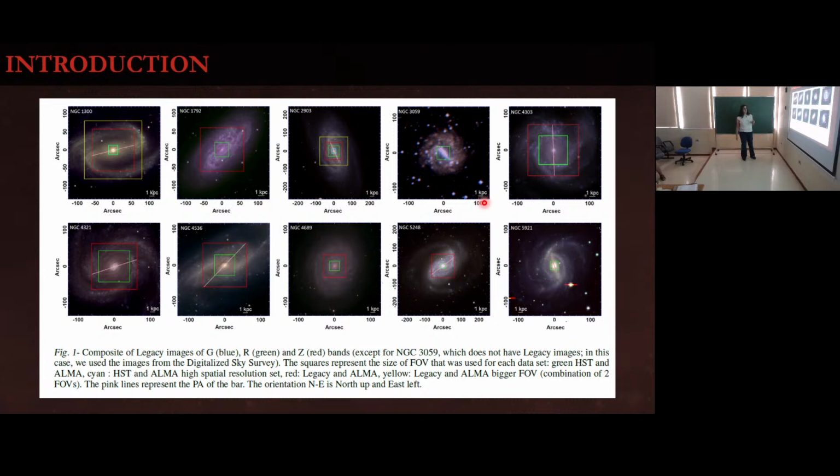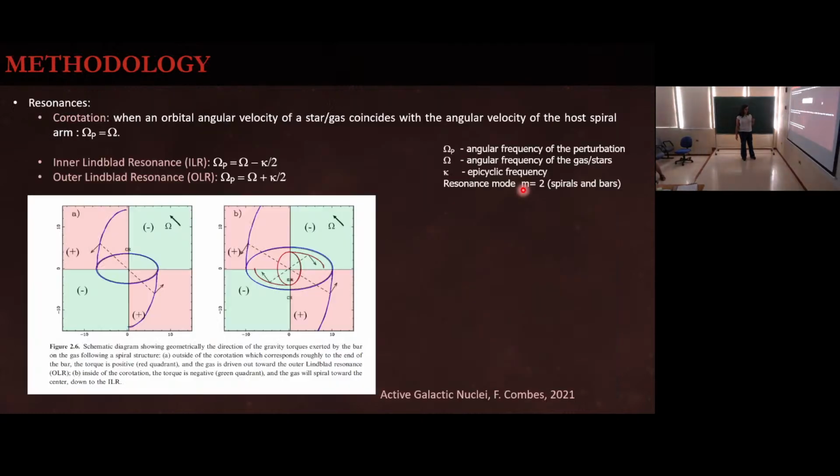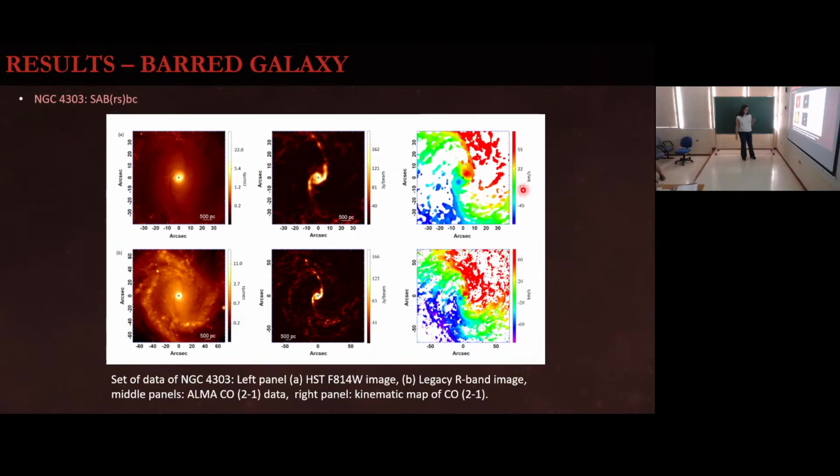NGC 4303 is this one. So we can see the legacy field of view is greater, or larger, than the HSC field of view. You can see the bar, the main feature here, and inside the bar we can see the molecular gas behaving as a spiral. We can also see in the HSC image the circular nuclear ring of this galaxy, okay?